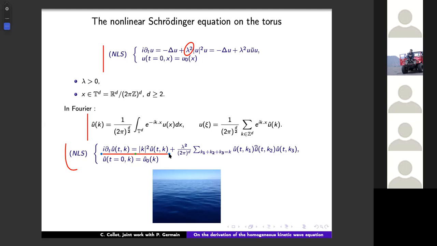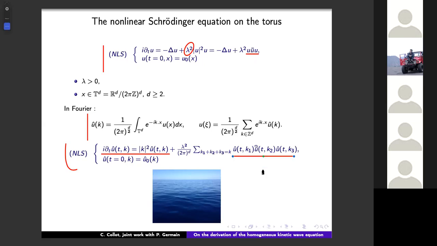And if I add the nonlinearity, I will see that the nonlinearity in Fourier is a convolution. So Fourier modes will start to talk to each other. And here I have the modulus of u squared times u, that I write as u bar u, and here I have the Fourier transform of u bar u.